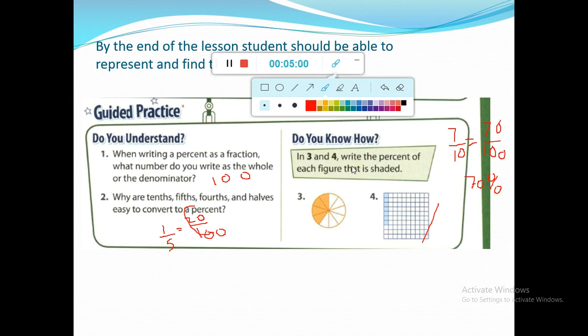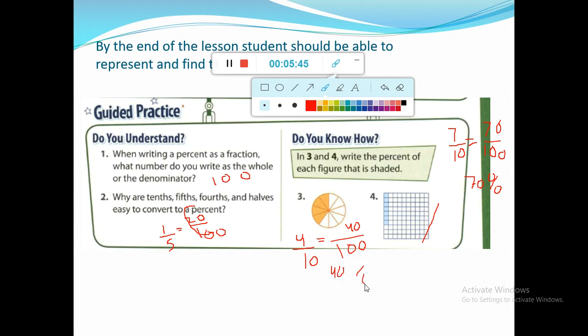Now in 3 and 4, write the percent of each figure that's shaded. Here, how many slices are shaded? 4 slices. So to write as a fraction, we can write 4 out of 10. Now it's easy to change it to an equivalent fraction with a denominator of 100. 10 multiplied by 10 equals 100. So it's easy to make it 100. Now 4 multiplied by 10 equals 40. So it's written as a fraction with the denominator of 100. So it's 40 hundredths. 40 out of 100, 40 hundredths. So we can write it as 40%.